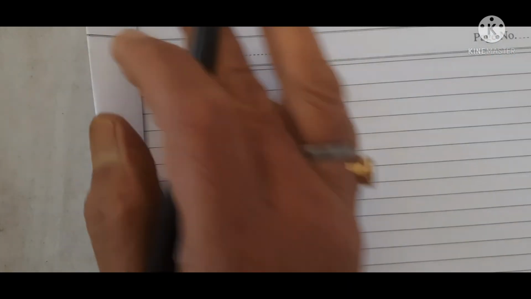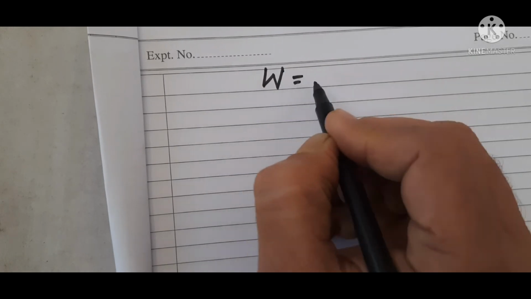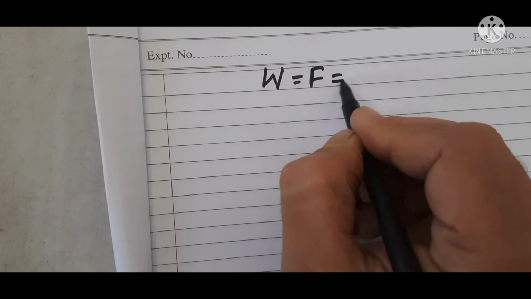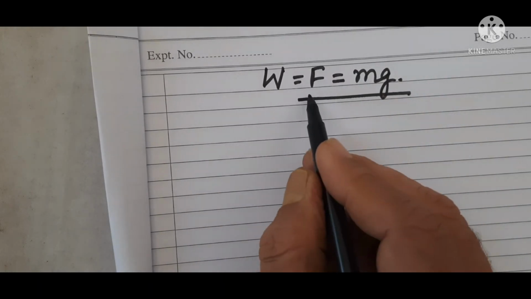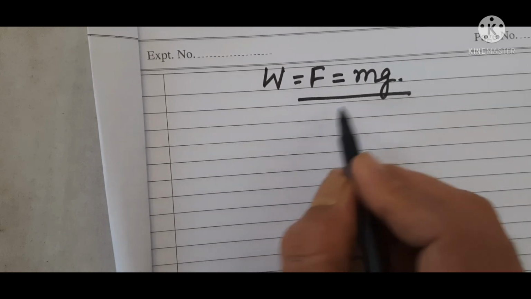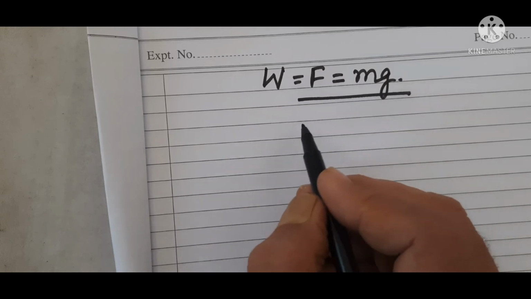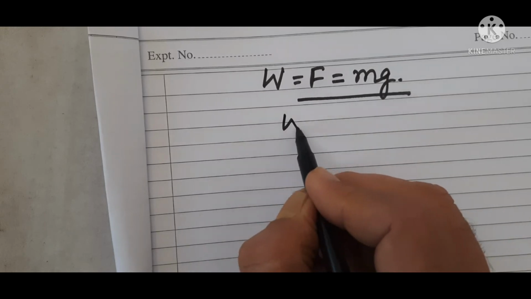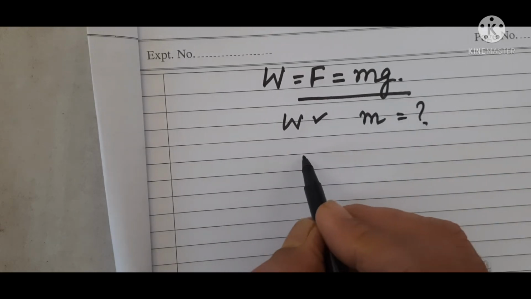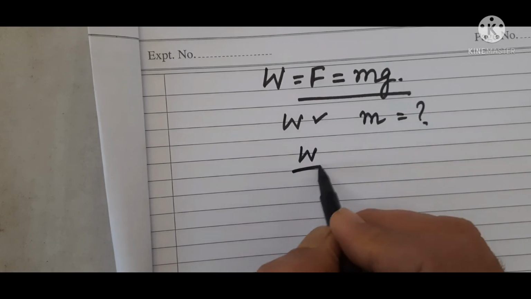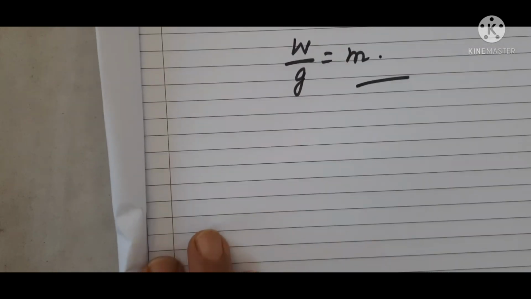And the formula applies here. As I told you, weight is the force. Force is F equals m into g, so weight is equal to mg, where m is the mass of the object and g is the acceleration due to gravity. Suppose the weight is given and you have to find the mass. How are we going to do it? Then weight by g is equal to mass. Right?